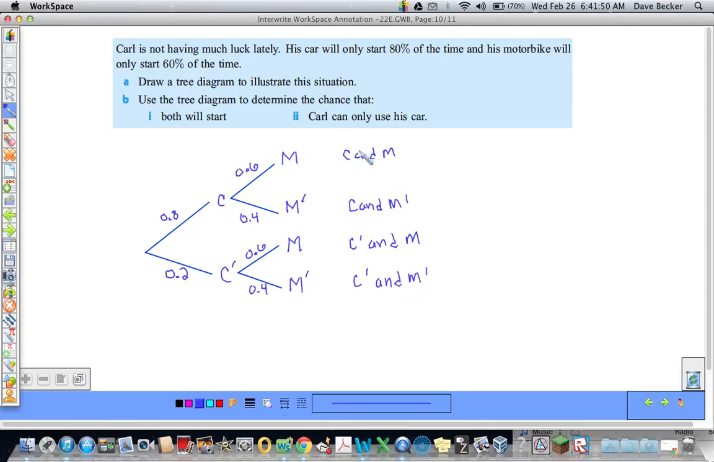So what do we have? The car and the motorcycle will start. The car will start, but the motorcycle will not start. The car won't start, but the motorcycle will start, and both of them will not start.